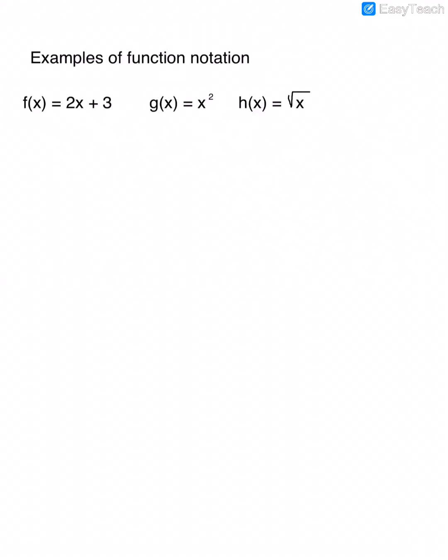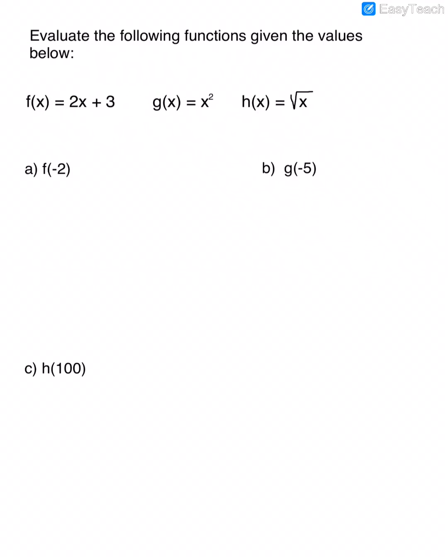And if you're told to evaluate a function, that just means you're going to plug something into the function. And you'll be given the function, and you'll be told what to plug into the function. So this says evaluate the following functions given the values below. All right, in A, it says to find f of negative 2. So that just tells me we're going to use the f function, and we're going to plug in negative 2 into the function every place we see an x.